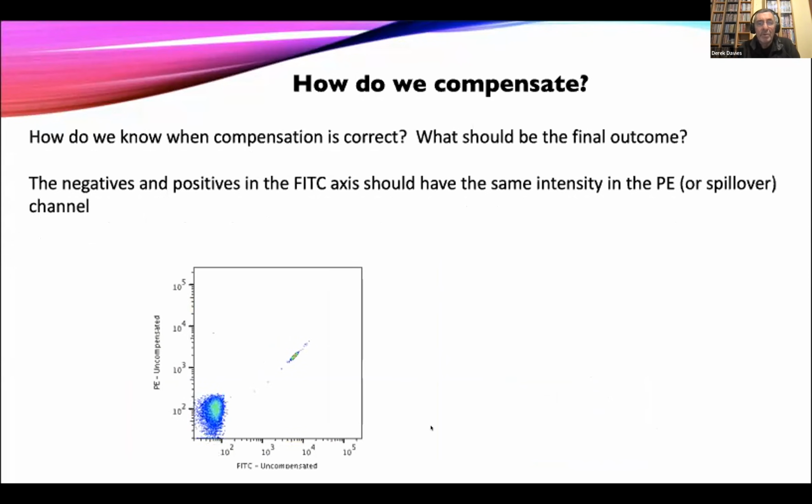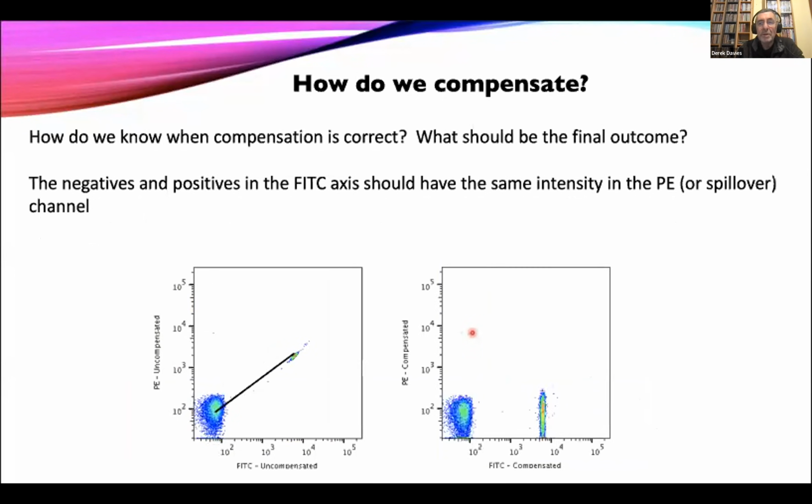So how do we calculate compensation? Well, in effect, we're going to calculate the slope of this line. We're going to look at the median fluorescence intensity of the negative population, the median fluorescence intensity of that positive population, and we're going to adjust compensation until those medians are aligned. That's when we know we've correctly compensated.